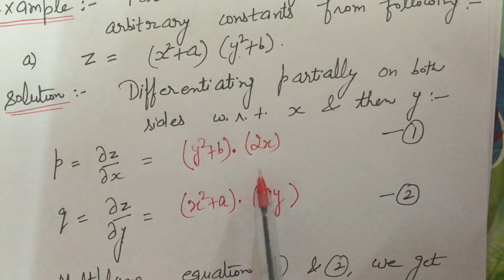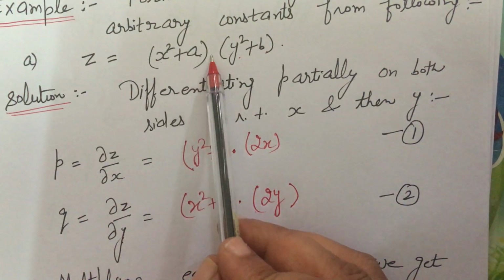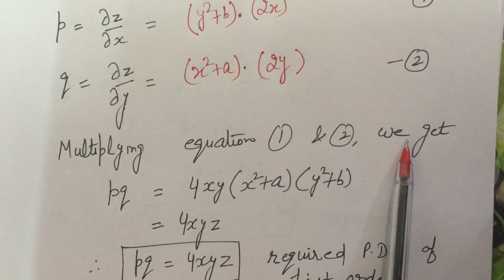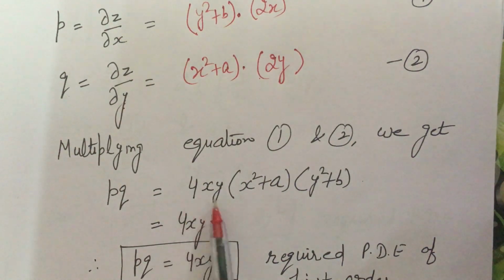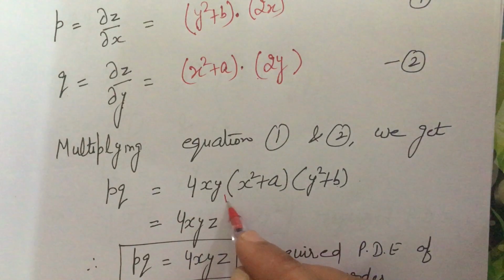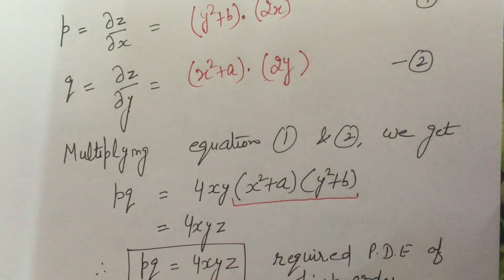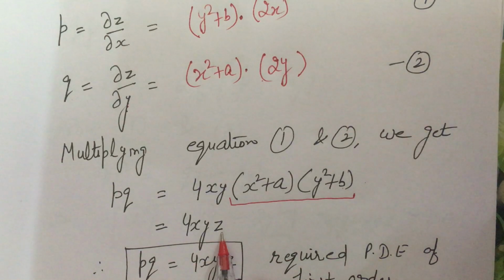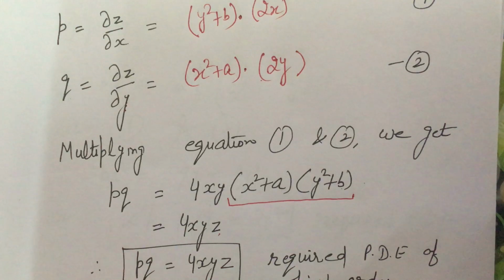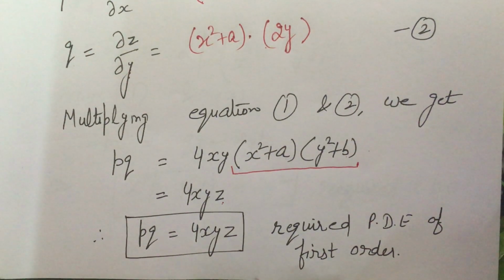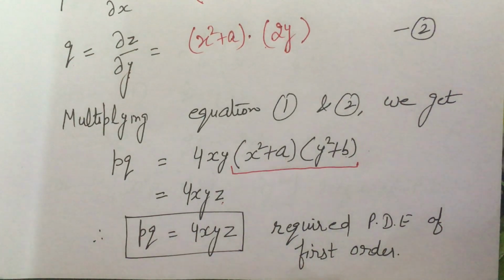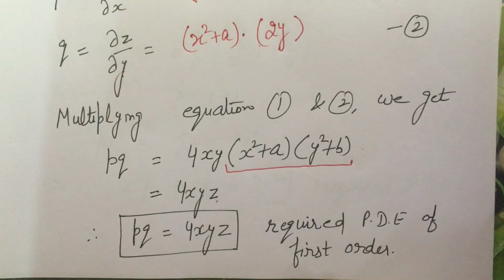So what we will do, we can multiply these two equations because you have been given the multiplication of these two. So multiply equation number 1 and 2, you will get p into q is equal to 4xy into (x square plus a) into (y square plus b). This (x square plus a) into (y square plus b) is equal to z as in the statement. So we can substitute this as z, and we will get pq is equal to 4xyz. This is the required partial differential equation of first order, which we formed by elimination of the arbitrary constants.